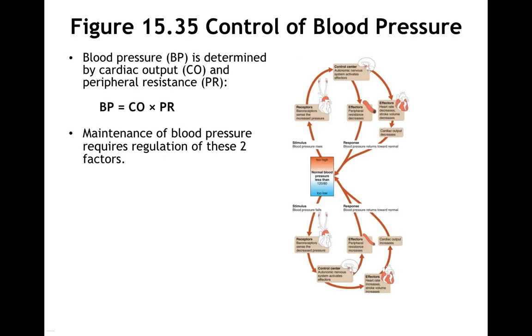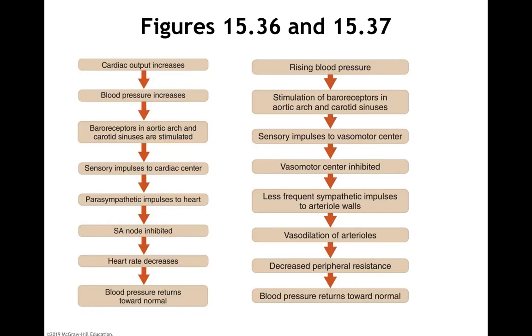Blood pressure is determined by cardiac output and peripheral resistance. And the maintenance of blood pressure will regulate those two factors, peripheral resistance and cardiac output. Cardiac output increases, blood pressure increases. That causes the baroreceptors in the aortic arch and the carotid sinuses to be stimulated. They sense it, impulses are sent to the cardiac center, and parasympathetic impulses are sent to the heart. That will inhibit the SA node. Heart rate will decrease and blood pressure will return to normal.